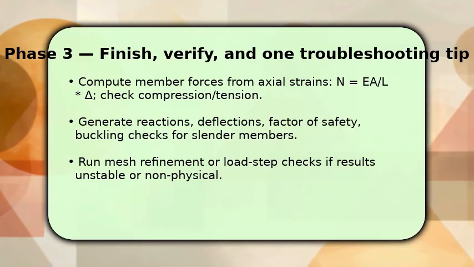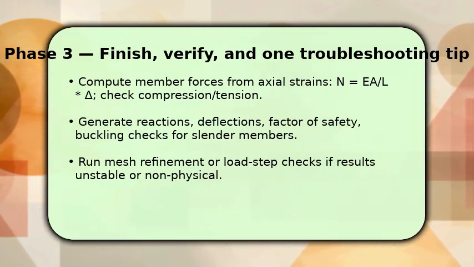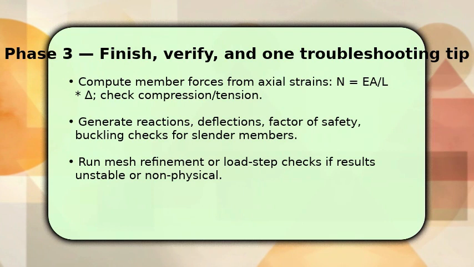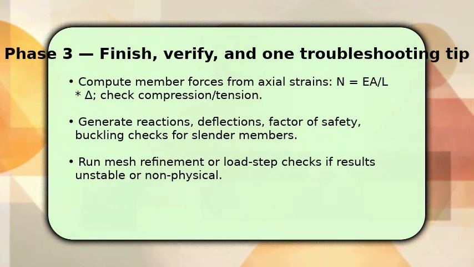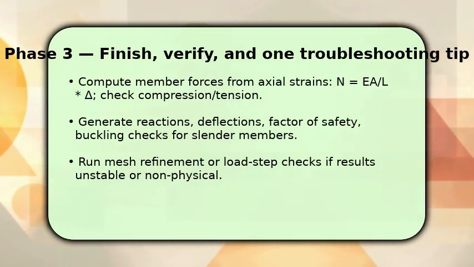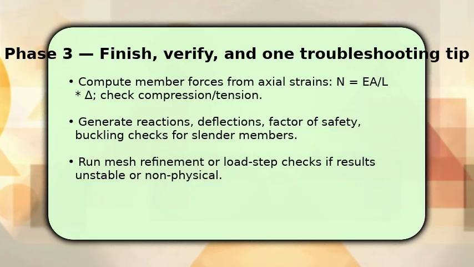If results look off, run a mesh refinement or smaller load steps to isolate nonlinearity. Troubleshooting tip: if unstable modes appear, inspect supports and connectivity. Removing a zero stiffness member or adding a constraint usually fixes rigid body motion.